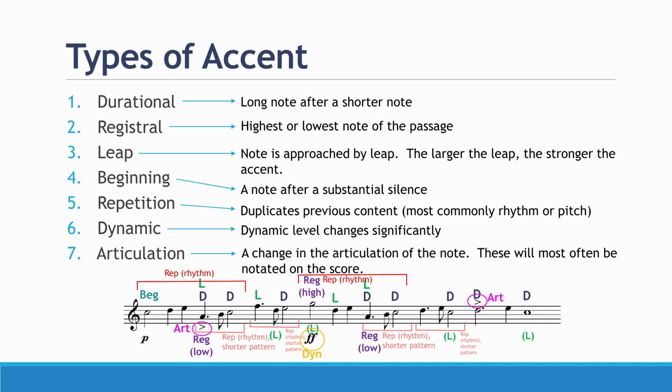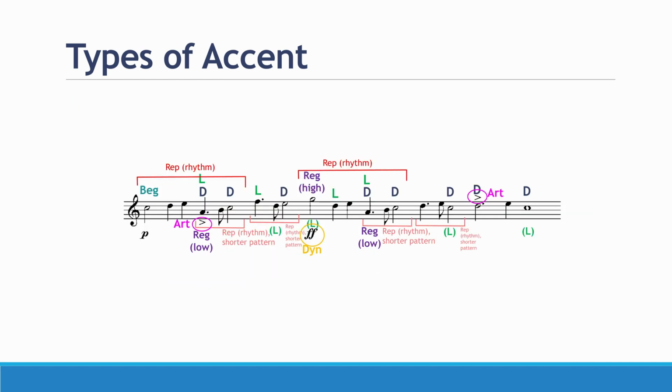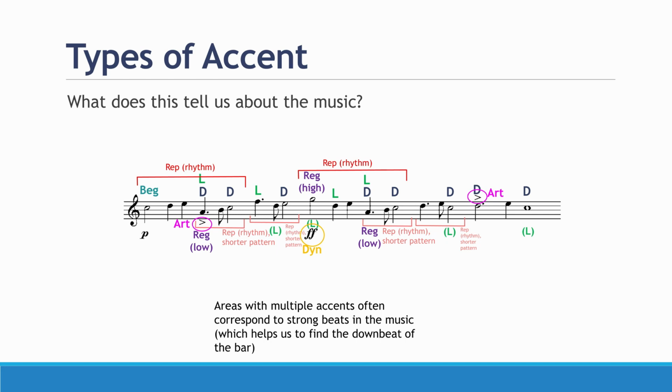All right, so there's a lot of information on the score. Let me clean up the slide a little bit and we'll talk about how this information is actually useful to us. What does this tell us about the music? Well, areas with multiple accents often correspond to strong beats in the music. This helps us to find the downbeat of the bar.